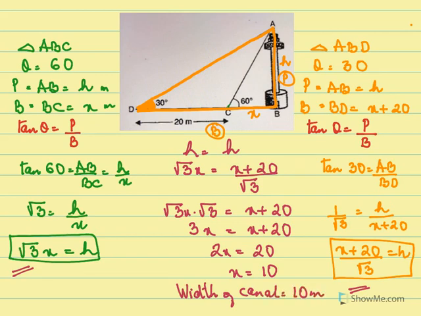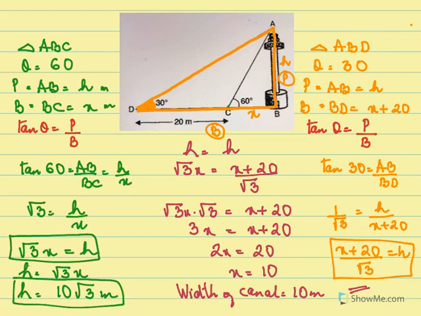Now you've got to find the height, and I'm just going to squeeze it in here. See here the height, we can do, see height was root 3 x, right? And we know x was 10, so this would be 10 root 3 meter. This would be the height of the tower. You just put the value of x. We found the value of x here as 10, and so h equal to 10 root 3.